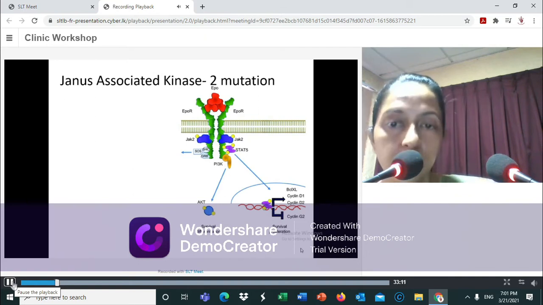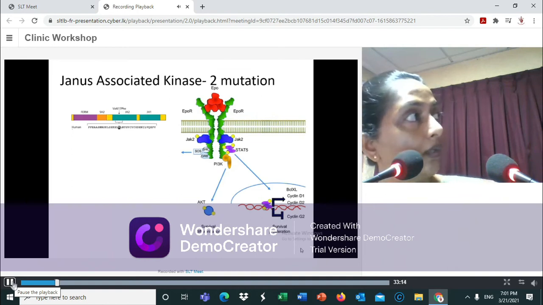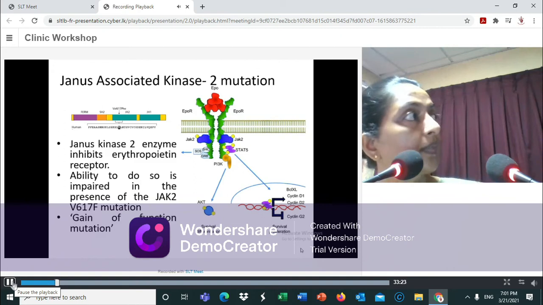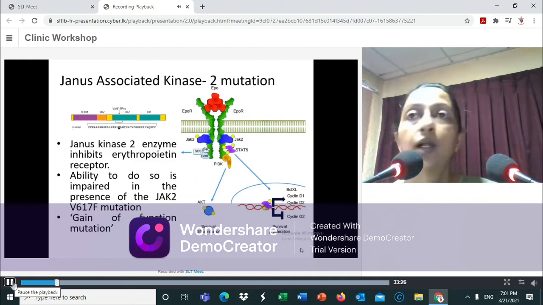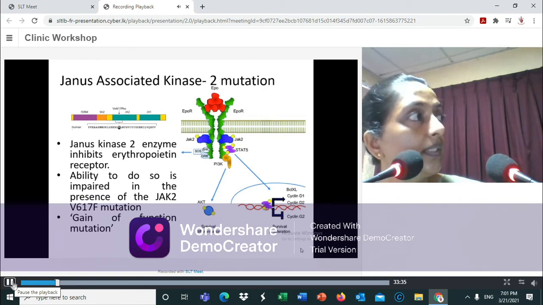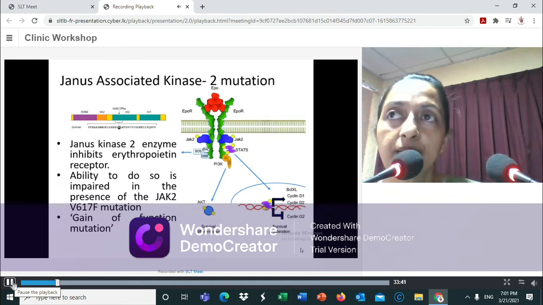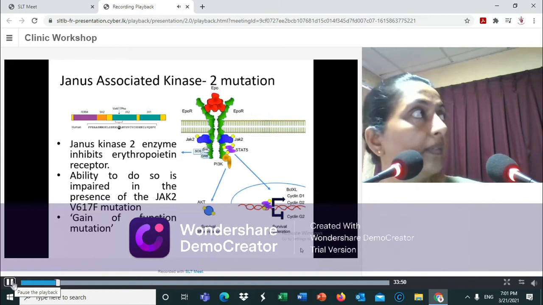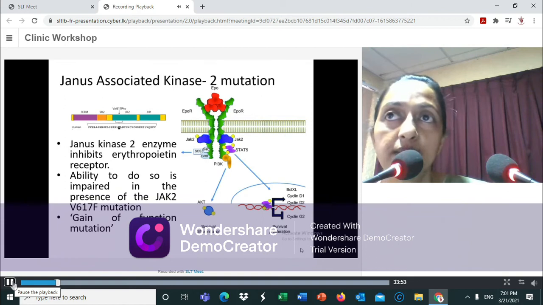When the JAK2 is mutated, this is the commonest JAK2 mutation, the V617F mutation. When the JAK2 is mutated, the JAK2 enzyme loses its ability to control the erythropoietin receptor. Then the receptor will continue to send downstream signals and the cells will continue to proliferate. So there is no control. This is what happens in polycythemia vera. So this is what happens due to JAK2 mutation.